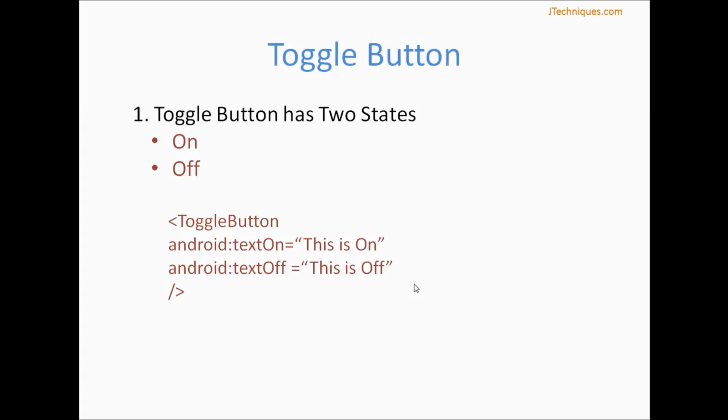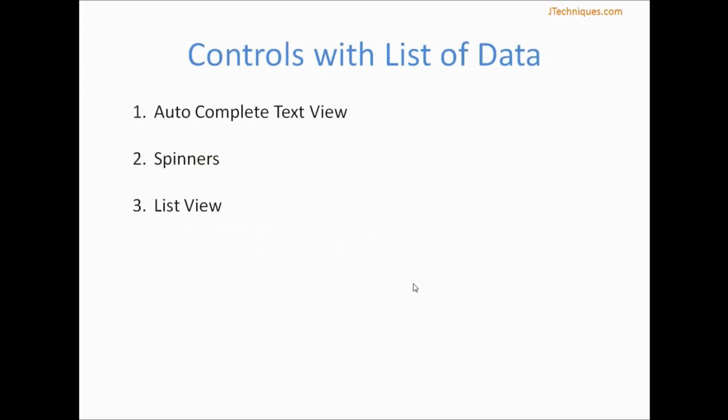Now let's look at some controls which use a list of data to be displayed. For example, the autocomplete text view, where you can have a list of data, say list of countries, and as you type the first 2-3 characters, it starts filtering the data in the list. And there are other controls like spinners, which is more like a drop down where you can select from a list of available entries. And list view, basically you can look at contact list as a list view control.